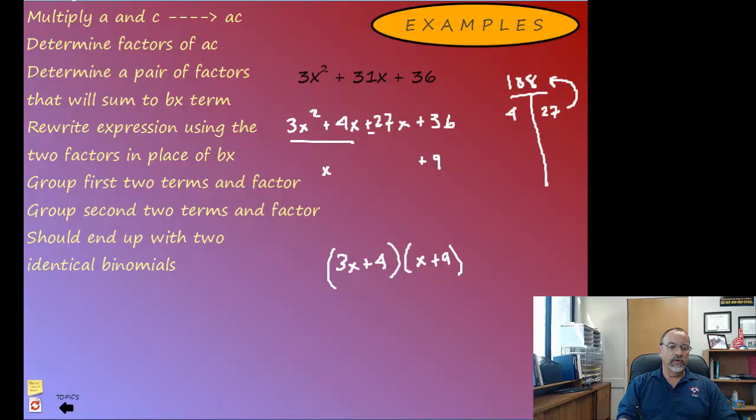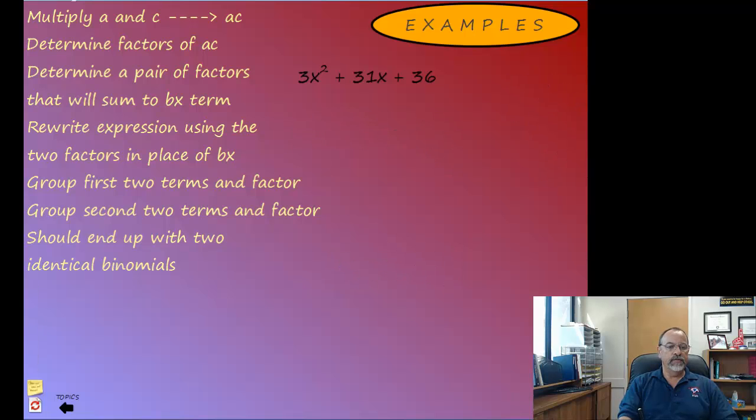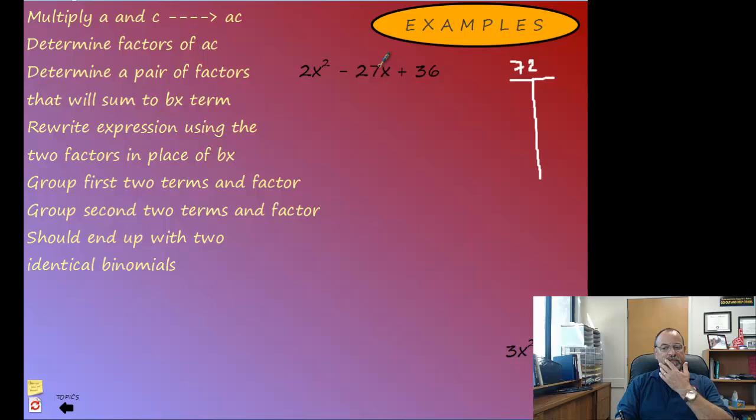All right, I'll do one more example. If you want, you can keep watching. If not, hopefully you have it by now. If not, you can do another example. So again, this number is not a 1, so I go ahead and multiply 2 times 36, which is 72. So now I want factors of 72 that add up to negative 27.